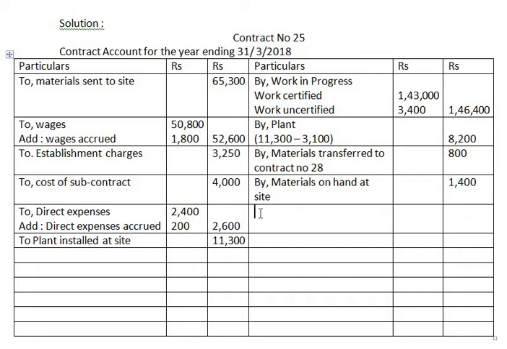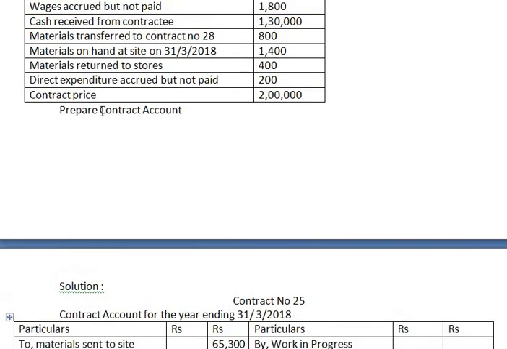Okay. So that has to be shown on the credit side by materials returned to stores. Amount is 400. Now direct expenses accrued is already taken. Contract price is 2 lakh. So this we are not going to show here. Okay, this we are going to show it at the time of calculating amount transferred to profit and loss account.